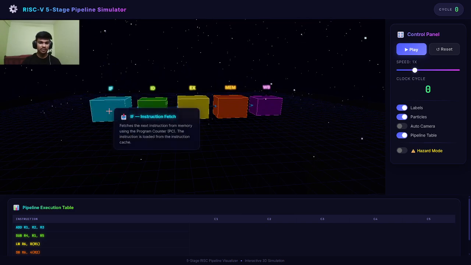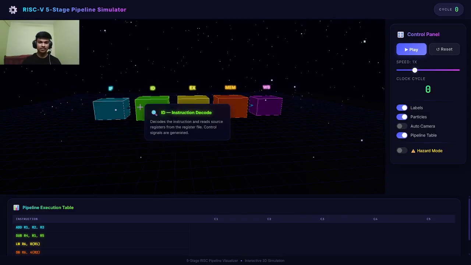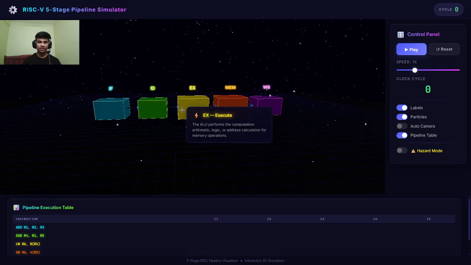The first stage is instruction fetch. It fetches the next instruction from memory using the program counter. The instruction is loaded from the instruction cache. This instruction travels to the next one, which is the instruction decode. It decodes the instructions and reads source registers from the register file. Control signals are generated.